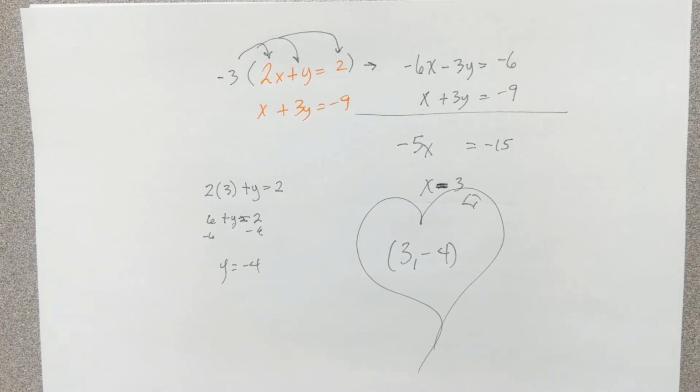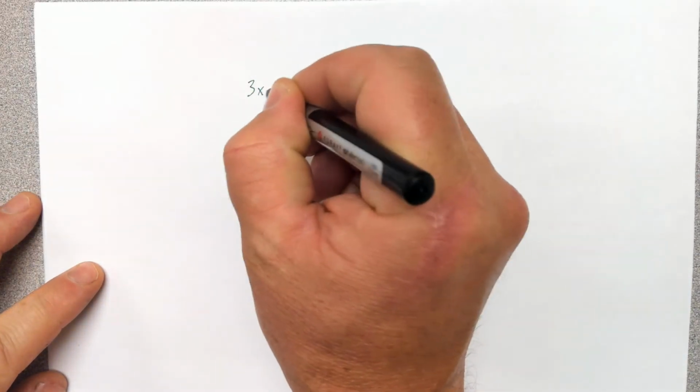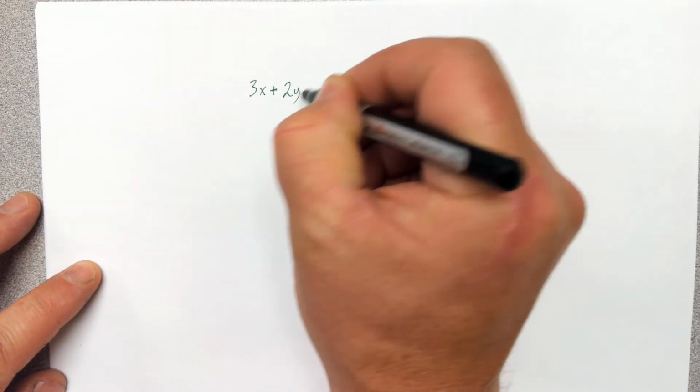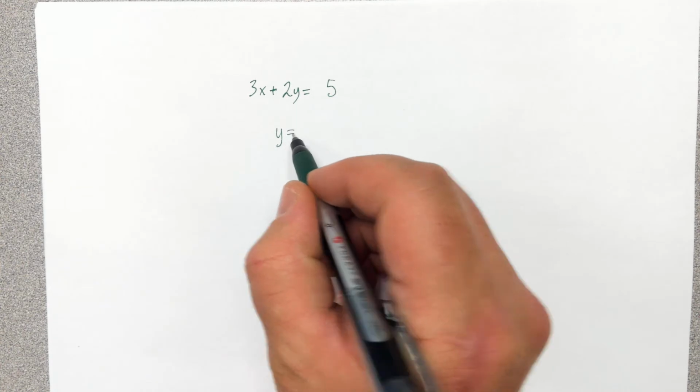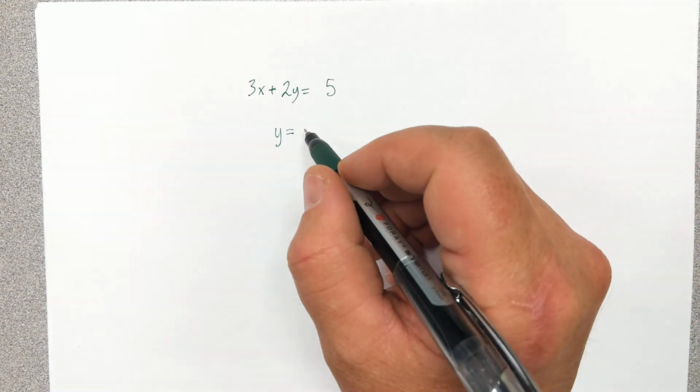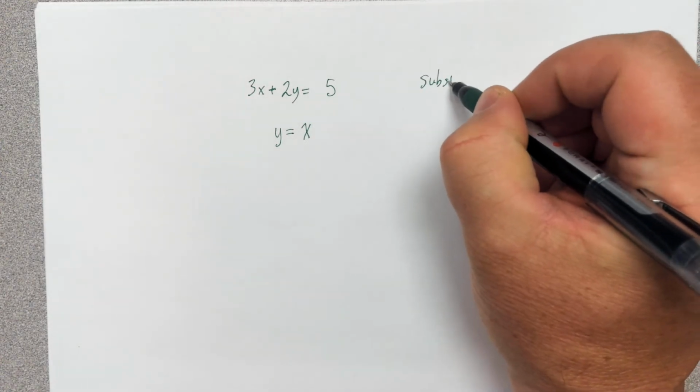All right. So, you want to try one? Yeah. Why not, right? Sky's the limit. So let's try 3x plus 2y equals 5. And then let's do y equals x. And I would suggest that you use substitution.